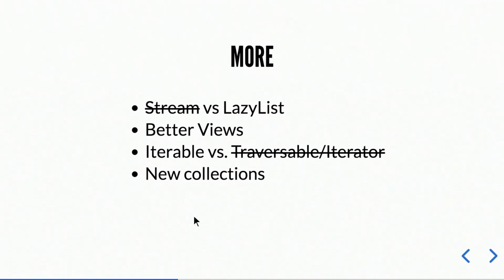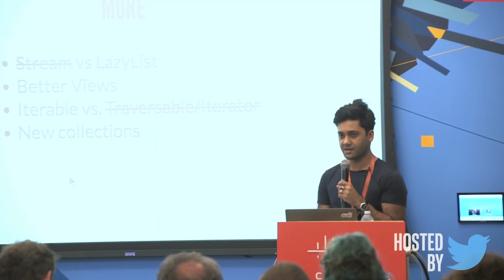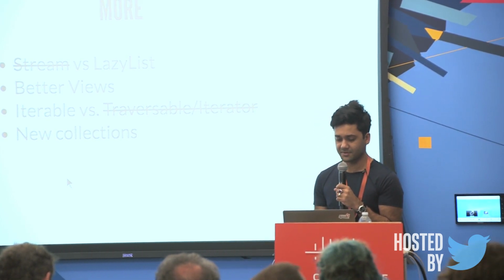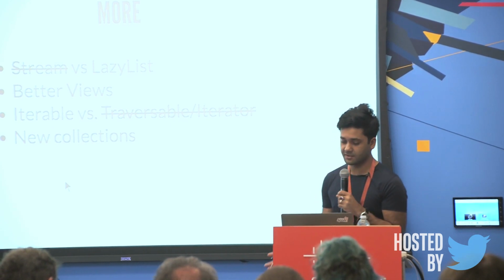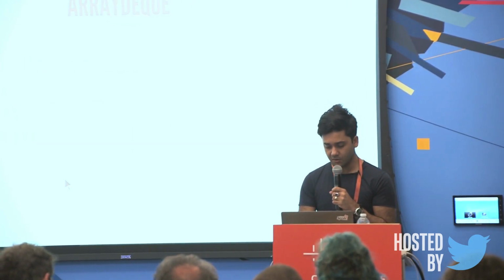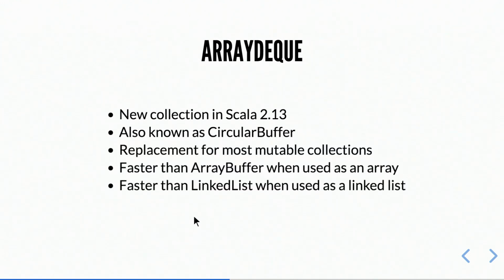We don't have the traversable versus iterator versus iterable dichotomy. Myself, I don't know off the top of my head which one does what after doing 5 years of Scala. Now it's just iterables. And there are some new collections. So let's talk about ArrayDeques. It's a new collection in Scala 2.13. It's also known as a circular buffer in the literature. It's a replacement for most mutable collections.